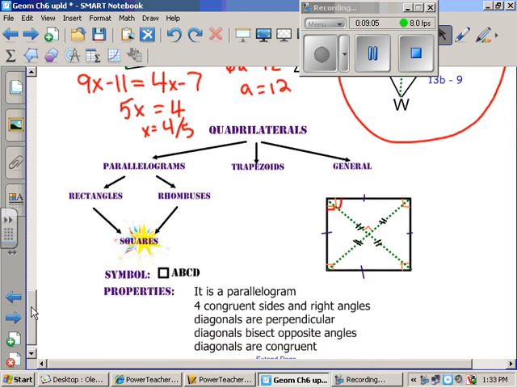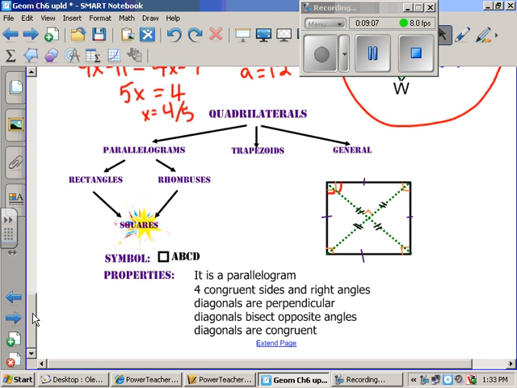All right, and our last one are squares. And squares are unique because if rectangles or rhombuses got together and had a baby, they would have a square. They have the characteristics of a rhombus and the characteristics of a rectangle. So it's got all the characteristics of a parallelogram, okay? It's got the characteristics of rhombuses and rectangles. So it's got 4 congruent sides and 4 right angles.